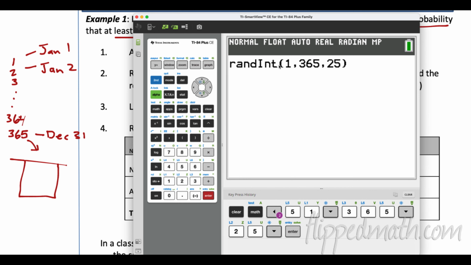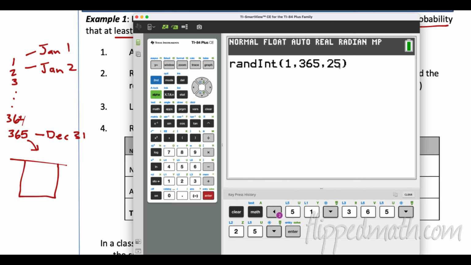Now paste. If you do not have an updated calculator or you have a TI-83, then when you hit randInt, it goes right to this screen. You have to use the comma, which is above the 7. So you can do the same thing. So 1, 365. That's the lower number. That's the upper number. And then we're going to select 25 of them.